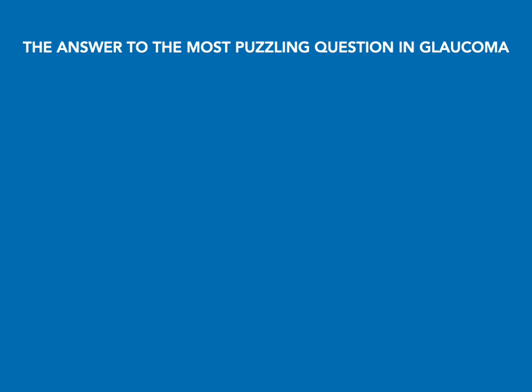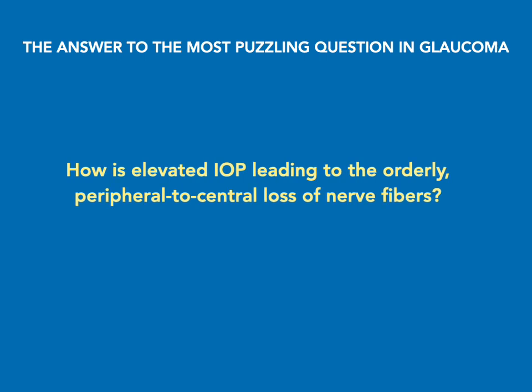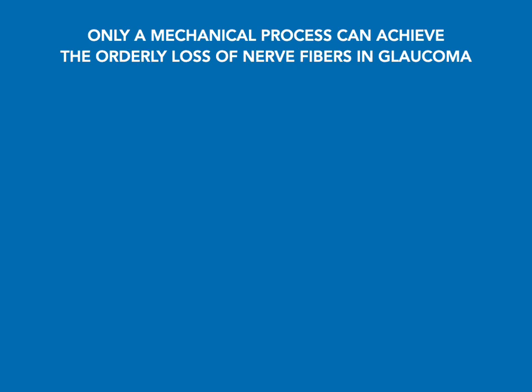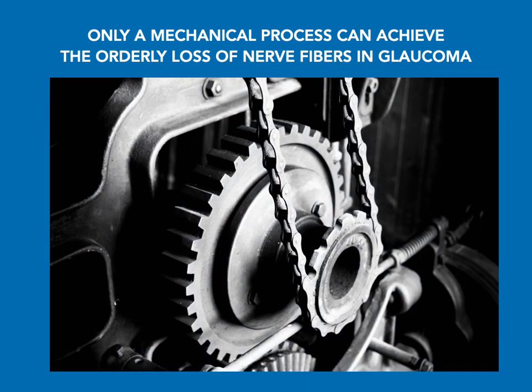This led to our second puzzling question as to how elevated IOP or any other risk factor by its direct single action could lead to the orderly peripheral to central loss of nerve fibers. The answer to this puzzling question is that only a mechanical process can lead to the orderly loss of nerve fibers in glaucoma. In other words, elevated IOP acting alone or any other risk factor can't result in the orderly loss of nerve fibers in glaucoma.